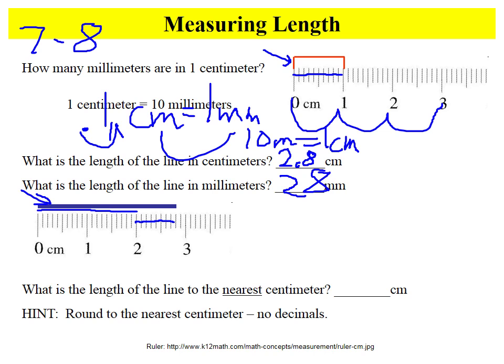The next part asks, what is the length of the line to the nearest centimeter? So when you round to the nearest, if it's 0.5 or above, you round up. If it's below that, you round down. So in this case, we're going to round up to 3 centimeters.